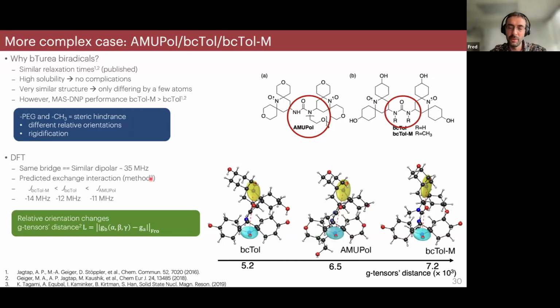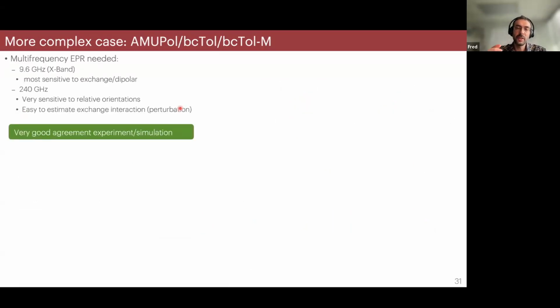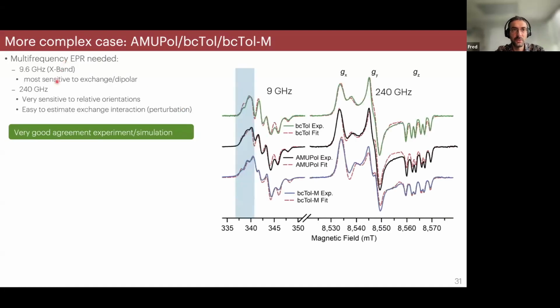So this may not be a criteria that explains the difference in the performance. And actually, to really identify the geometry of a radical, I had to use two frequencies, 9 gigahertz and 240 gigahertz. The 9 gigahertz was showing differences in this region. And this is actually important because it was easy to obtain good agreement for the high frequency, but having a good agreement for both was difficult, but necessary to be sure that the structures were correct.